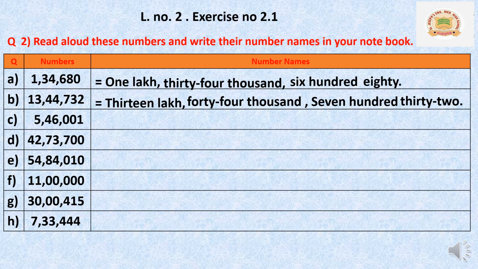Next, C question. We don't have any 10 lakhs place number. We are having directly lakhs number. So what is the answer? 5,46,001. There is no hundreds number also. There is no tens number. So let us write in the words 5,46,001.